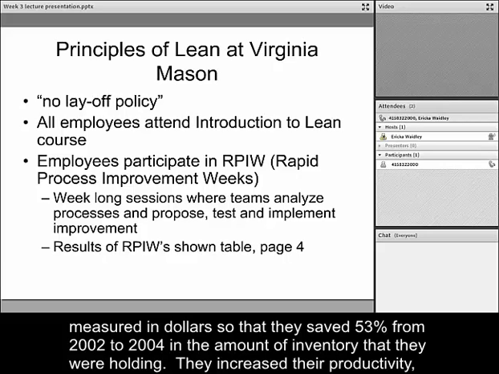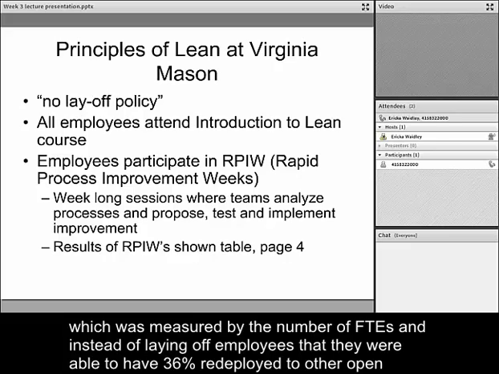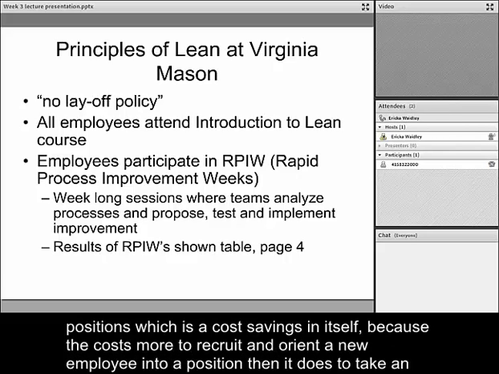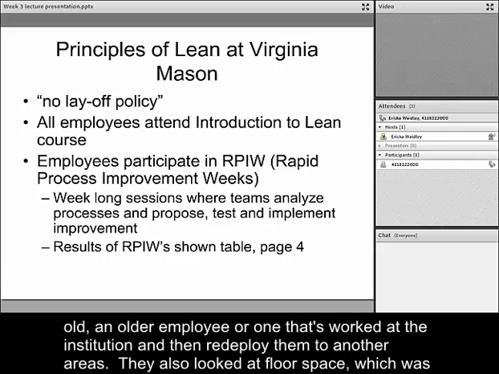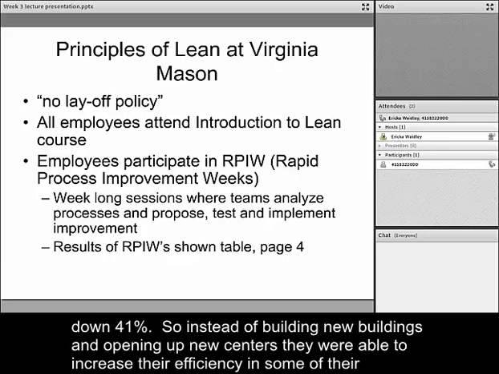They increased their productivity, which was measured by the number of FTEs. And instead of laying off employees, they were able to redeploy 36% to other open positions, which is a cost savings in itself because it costs more to recruit and orient a new employee into a position than it does to take an older employee, one that's worked at the institution, and redeploy them to another area. They also looked at floor space, which was down 41%.